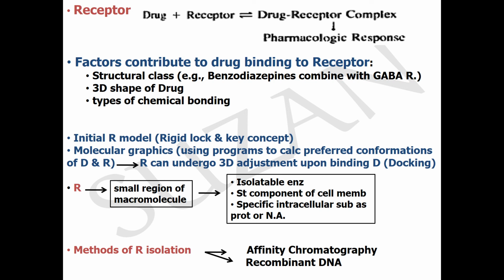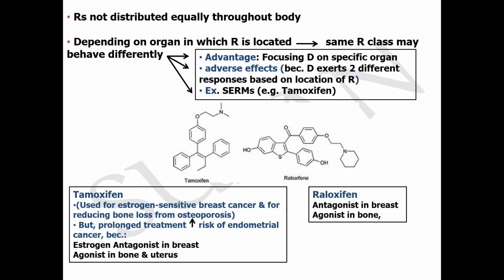Methods of isolation of the receptor: we have affinity chromatography and we have recombinant DNA. Recombinant DNA is the DNA formed by laboratory methods of genetic recombination, such as molecular cloning. Receptors are not distributed equally throughout the body. So depending on the organ in which the receptor is located, the same receptor class may behave differently.